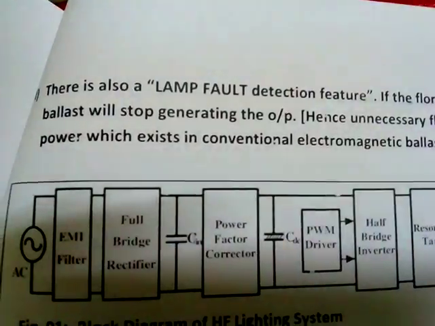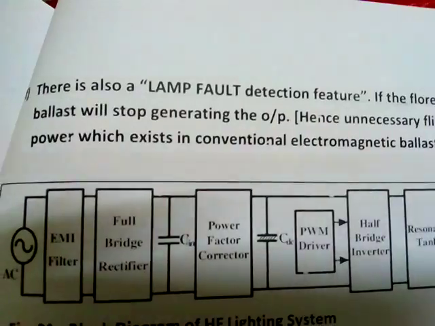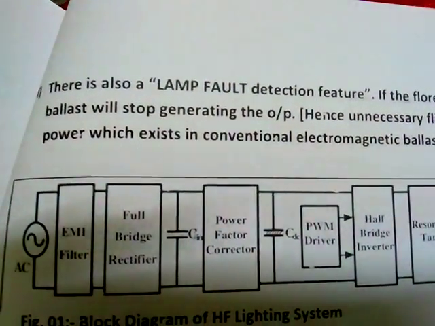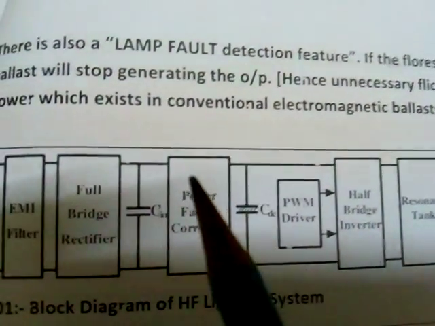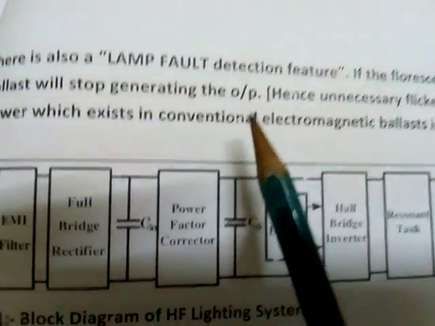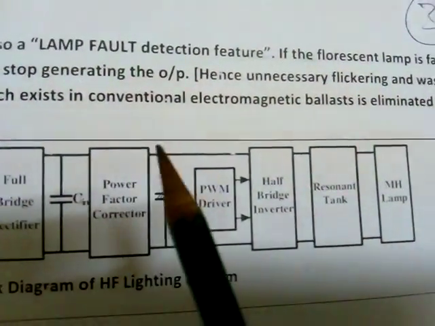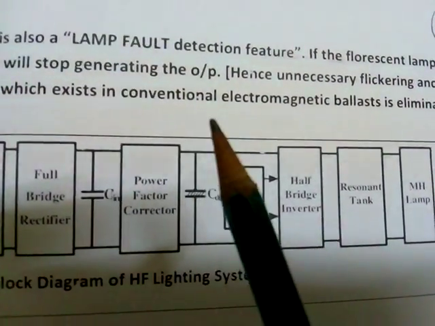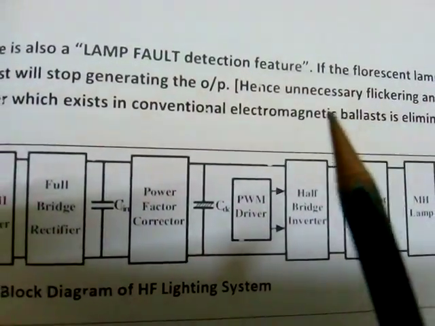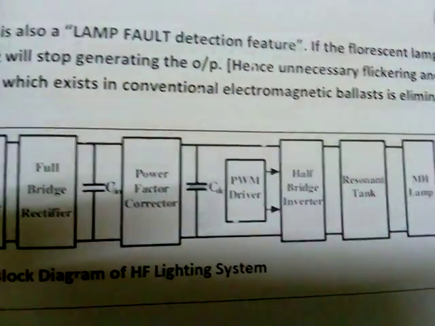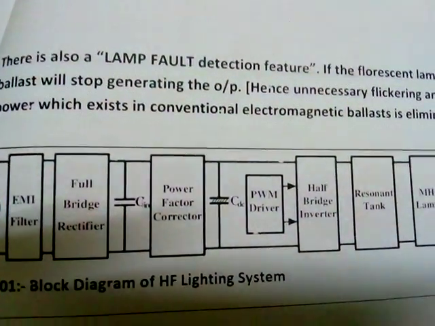Here we have another function, lamp fault detection. If there is any fault, the control circuit will stop generating the output. Hence, unnecessary flickering will not be there. In conventional fluorescent lamps, you might have seen fluorescent lamps flickering continuously if there is any fault, say if the fluorescent tube has gone old.